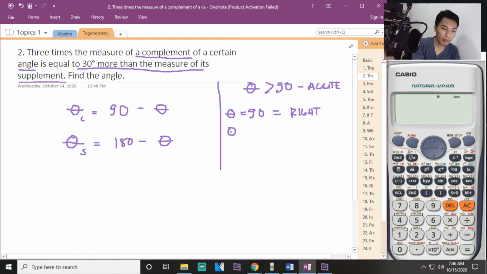What about your angle is greater than 90 but less than 180? What do you call that? It is oblique, obtuse. Pwedeng ganon. Obtuse. What if your angle is equal to 180 degrees? What do you call that angle? That is straight angle.